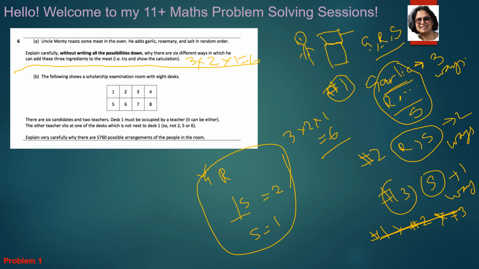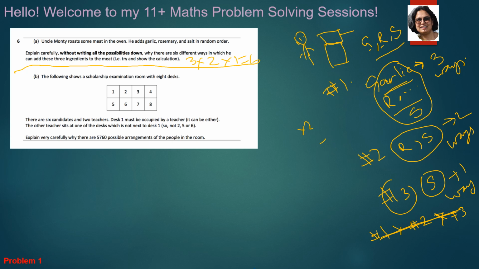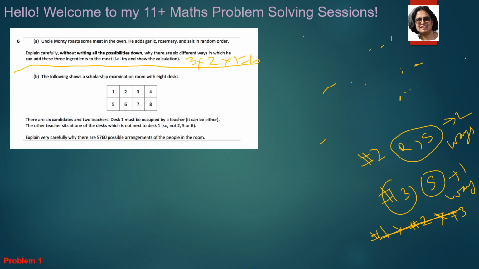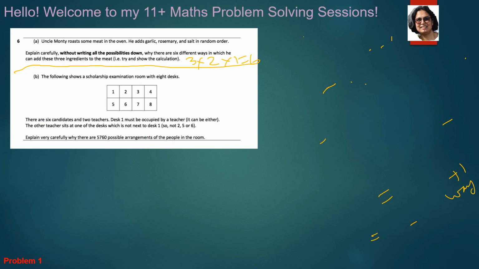Now part B is a bit tricky. What part B is telling us is they have given an arrangement of desks. There are 8 desks in this room, and they have arranged these desks in a particular way. There are teachers and students who will sit for a scholarship exam. So let's read the question. The following shows a scholarship exam room with 8 desks. They've given us the arrangement for the desks. Now they're saying there are 6 candidates and 2 teachers. Desk 1 must be occupied by a teacher.